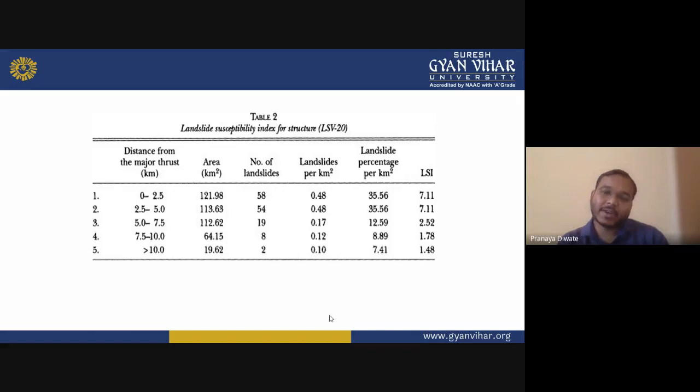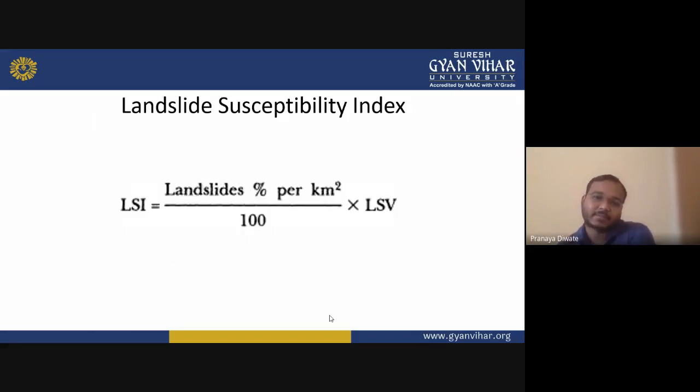So what you can imagine and suggest from this is that the smaller the distance from the thrust, the higher the chances of landslide. This is a landslide susceptibility index.